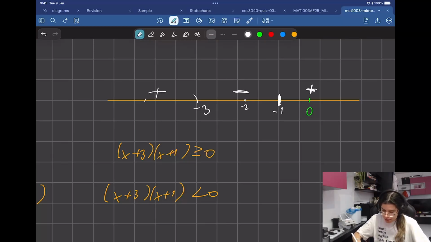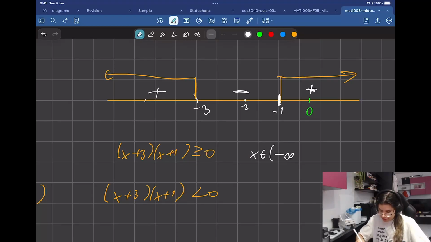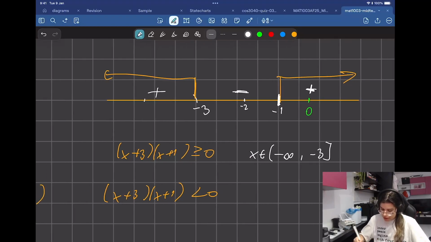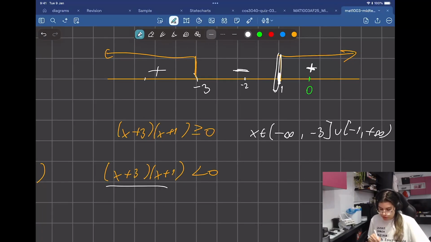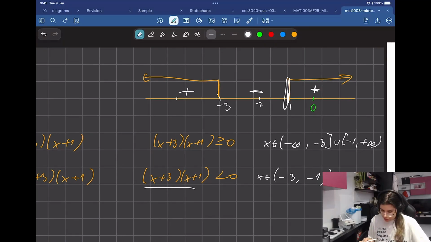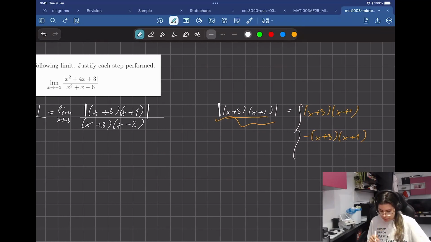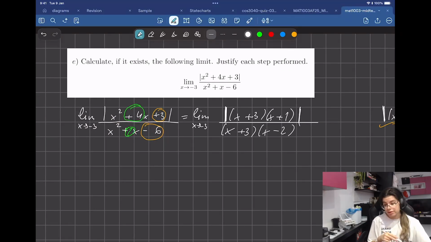So if I care about where it's positive, I would have minus infinity to minus 3 and minus 1 to plus infinity. So this expression is greater than or equal to 0 for x between minus infinity and minus 3 included, and minus 1 to plus infinity. Therefore, when would this expression be negative? Well, everything in between. That's going to be x between minus 3 and minus 1, okay? That's the extra step that you need to perform here. And from here on, it's pretty much the same as the previous modulus problem that I showed you.